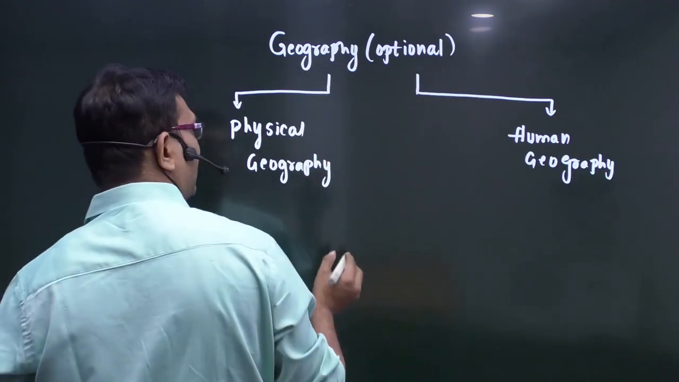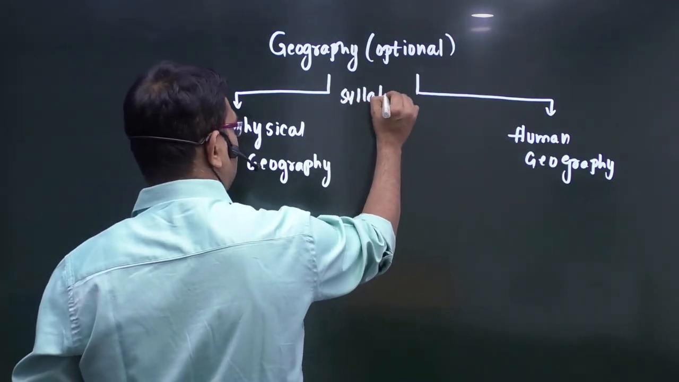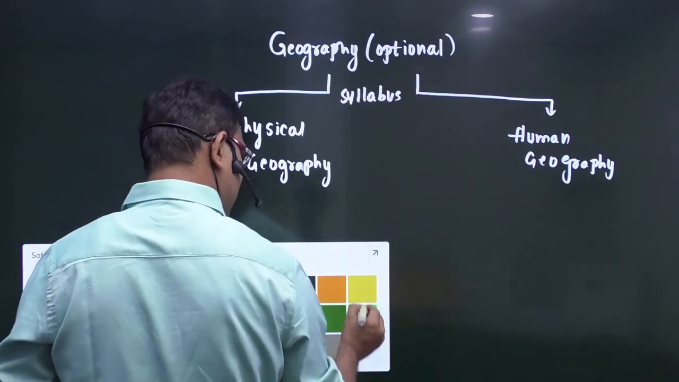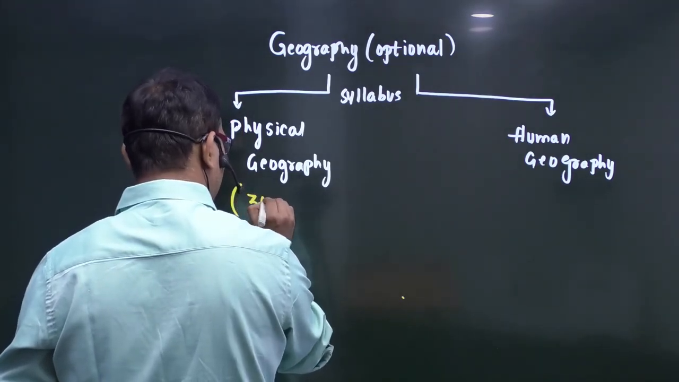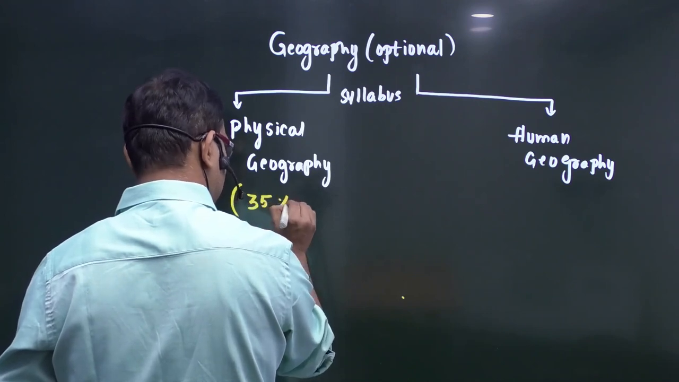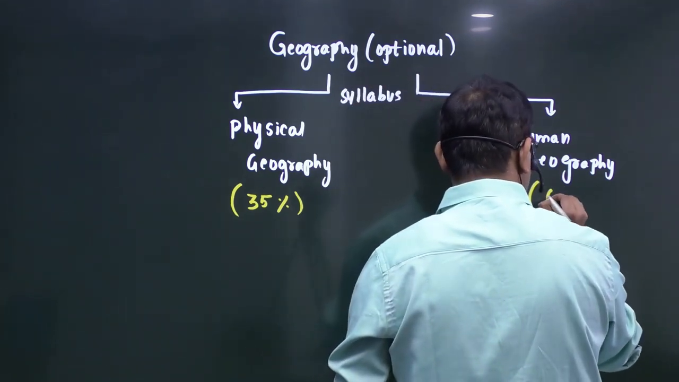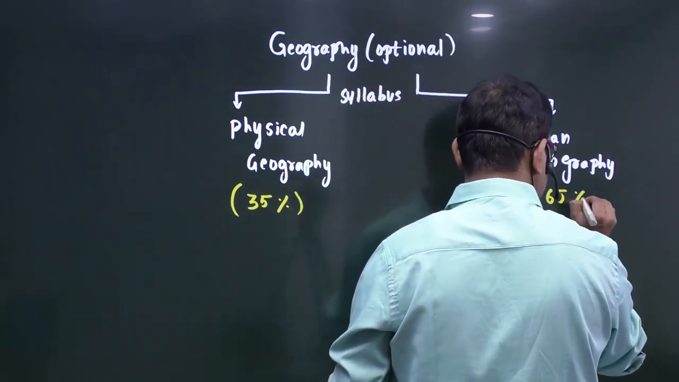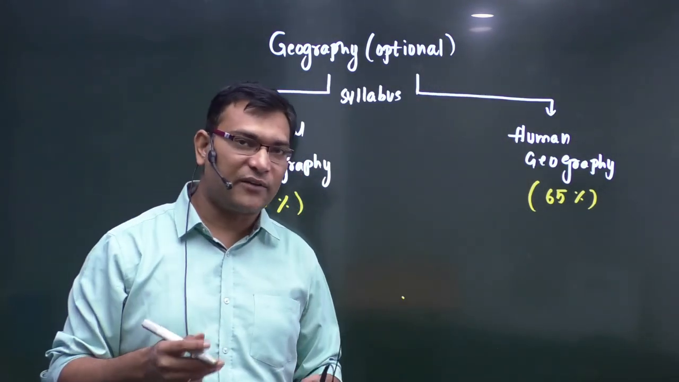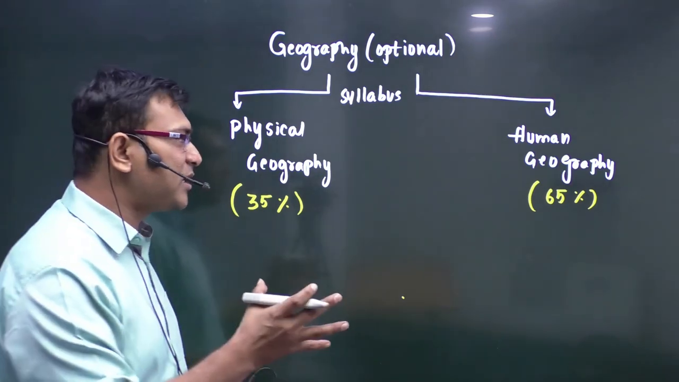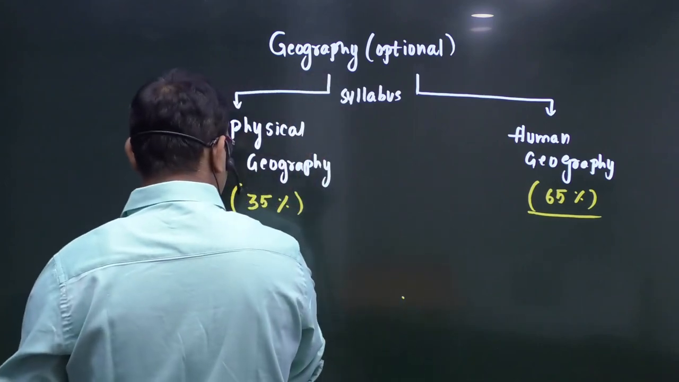If you see the syllabus, generally it says physical geography consists of only 35%. And human geography plays a very, very vital role in your selection nowadays. After the watershed years of 2009 to 2012, human geography consists of more than 65% of the syllabus.